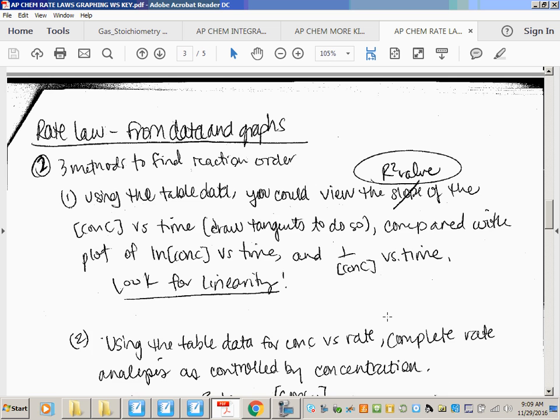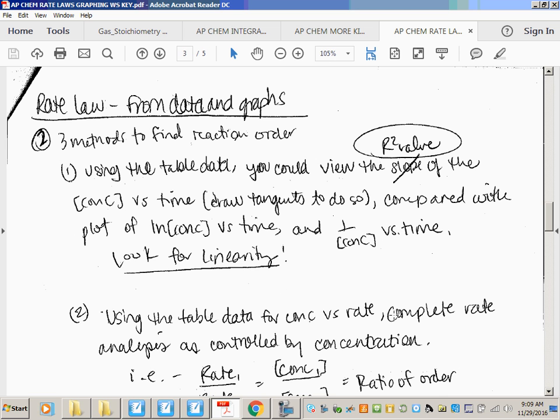For number 2, this was the explanation-based one. I'm going to find it, I don't have my packet right in front of me. There it is.